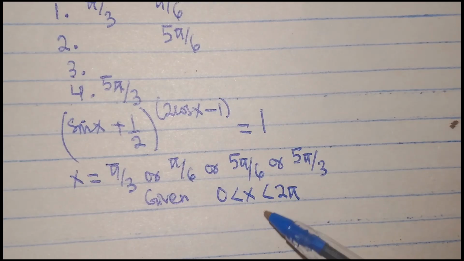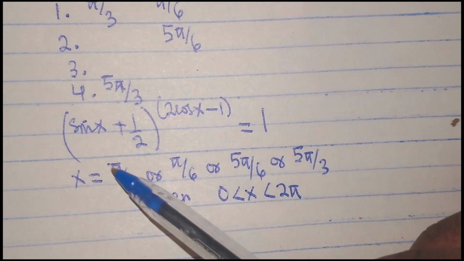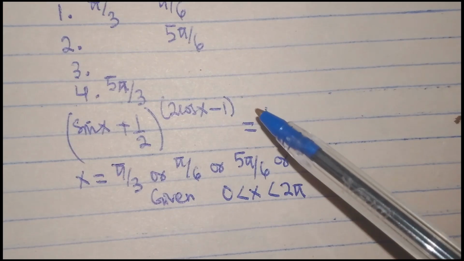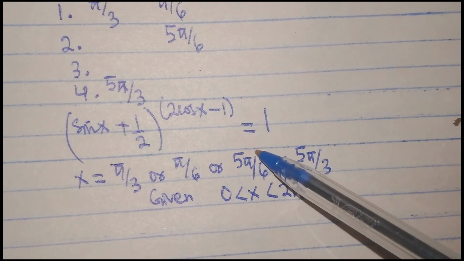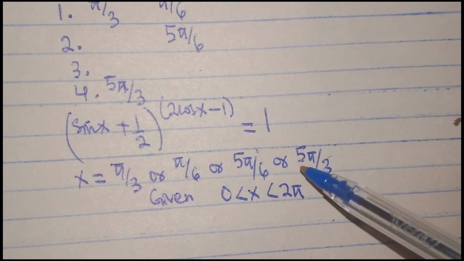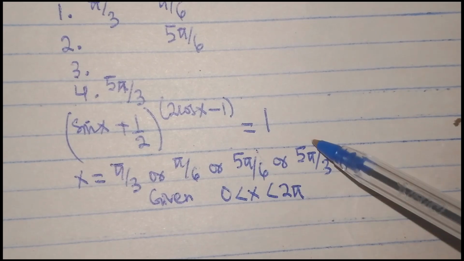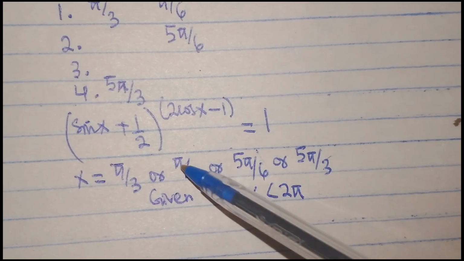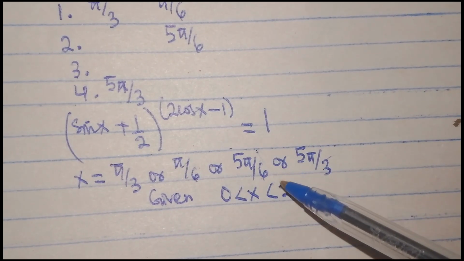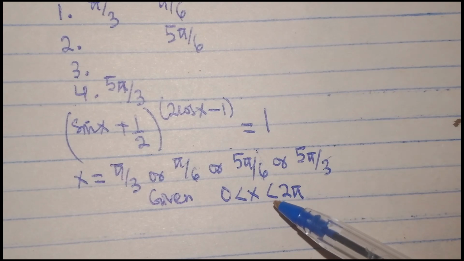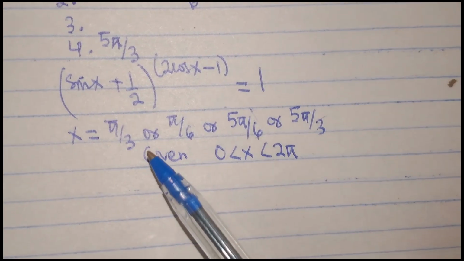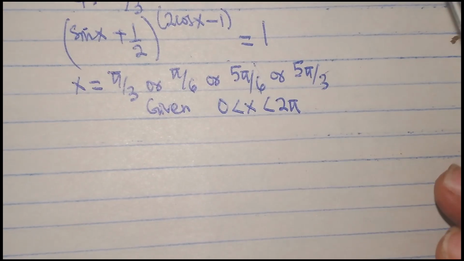So if we were given 0 up to pi on 2, these will be your answers, this won't be part. If we're given 0 up to pi, these three will be your answers, this won't be part. And also take note, if we're given 3 pi on 2 up to 2 pi, this will be your answer. If we're given pi up to 3 pi on 2, this would have been your answer. So take note of it carefully. Okay, so here's the end of our ninth question.